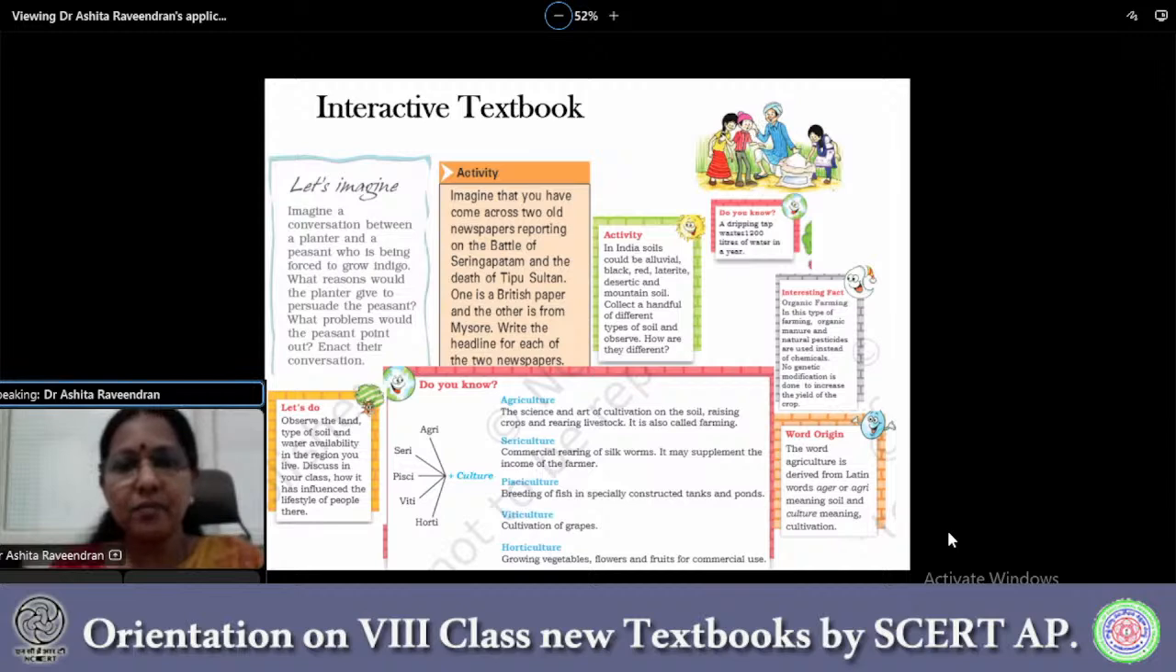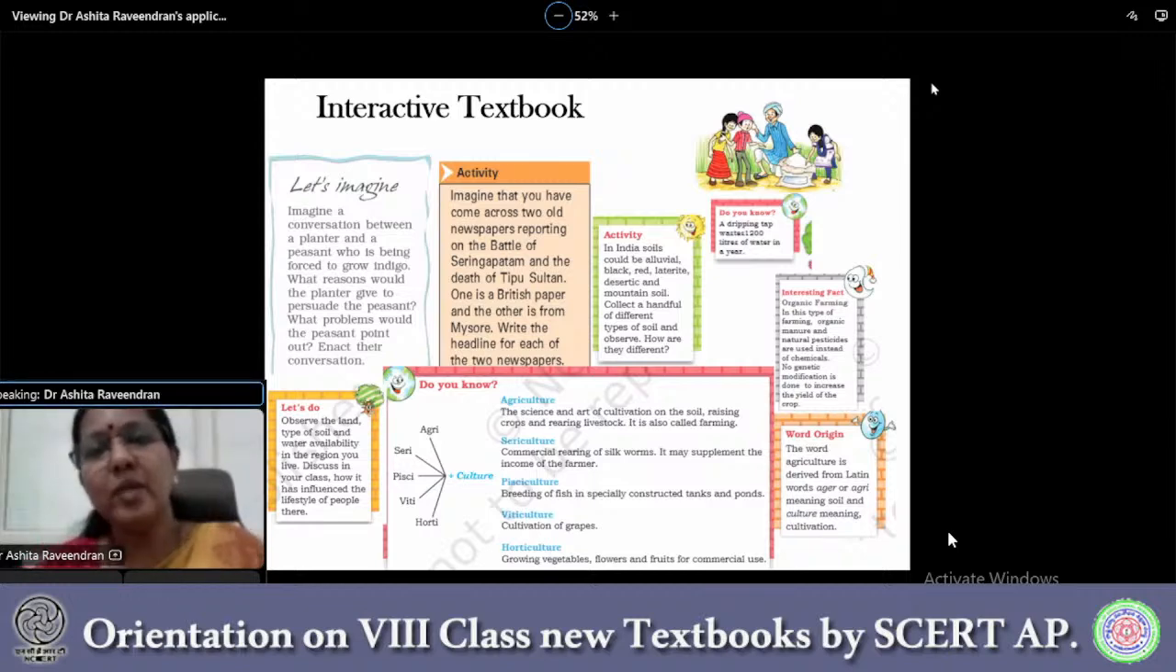Then another activity is related to soil. As we are already aware, we have different types of soil available. How are these soils different? So let them bring the soils to the classroom, observe these different types of soil, and classify them. Then there is an activity given, like, Do You Know?